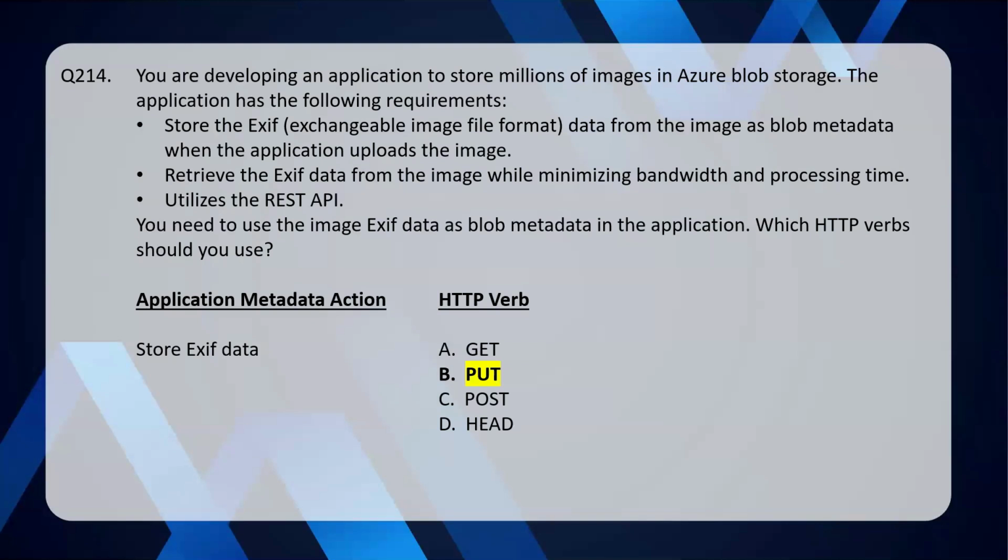Second part of the question is talking about retrieving the EXIF data. Your options in the verbs are put, post, head, and connect. Now friends, to retrieve only metadata without downloading the whole blob, you should use head request. Head retrieves headers including metadata without returning the blob content, minimizing bandwidth usage. Now friends, the remaining option get is used to download the blob itself. Post and connect are not applicable for Azure blob metadata.